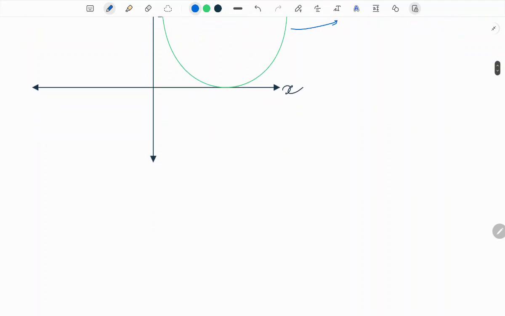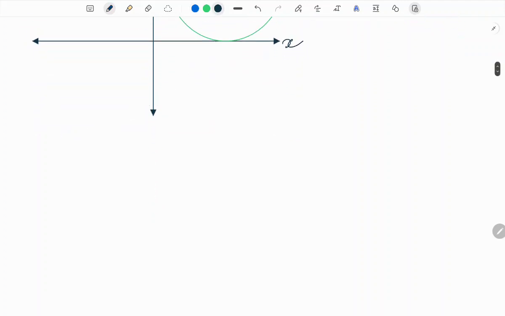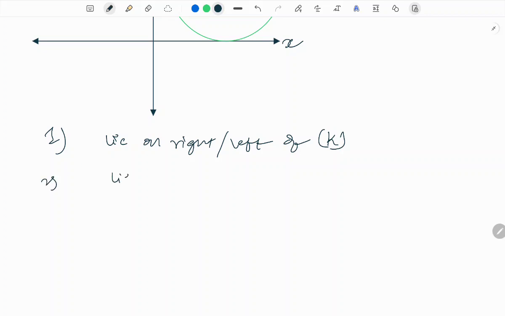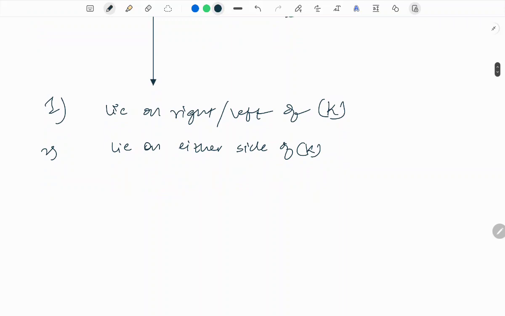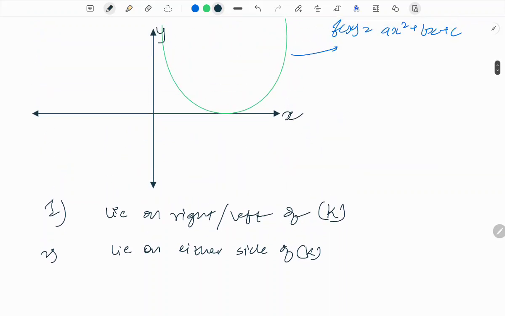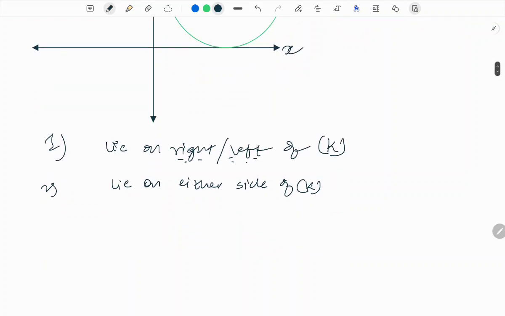Now let us cover three cases for location of roots. Number one, both roots lie on right or left of a constant k. Number two, roots lie on either side of k. Yes, first we'll cover these two, not three. I teach right and left differently, but they are the same cases.